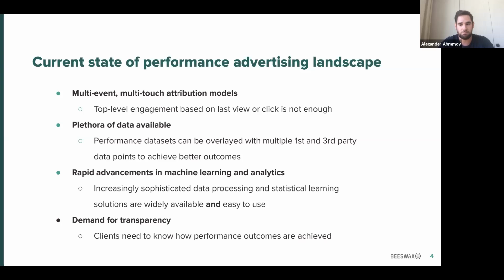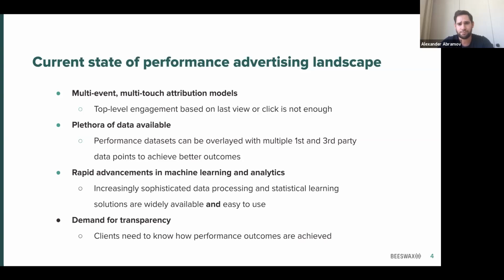Thirdly, it seems every month there's some sort of rapid advancement in machine learning or analytics tools that are currently available to clients. So not only do you have increasingly sophisticated data processing services such as Snowflake, for instance, that really simplify the process of storing, organizing, and querying vast amounts of log level data. You also have a number of open source statistical learning solutions that are remarkably effective at accurately classifying events and categorizing them appropriately, whether an impression leads to a conversion or not in the digital advertising space.